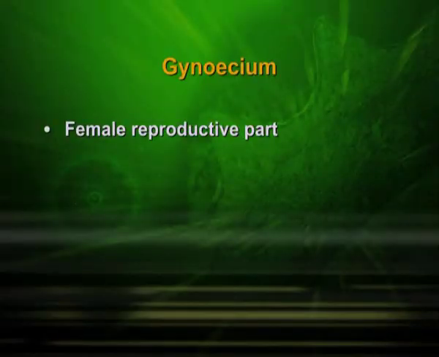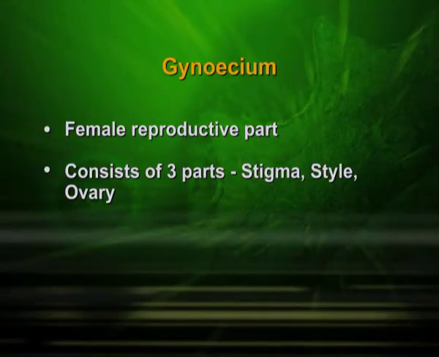Gynoecium. It is the female reproductive part and it consists of 3 parts. If we have a look at this flower and we open the calyx and the corolla, we can easily see the structure of the gynoecium. This portion is known as the stigma, which is the receptive organ. The pollen grains are dusted on this stigma. This elongated long portion is known as the style, and this portion is the ovary.